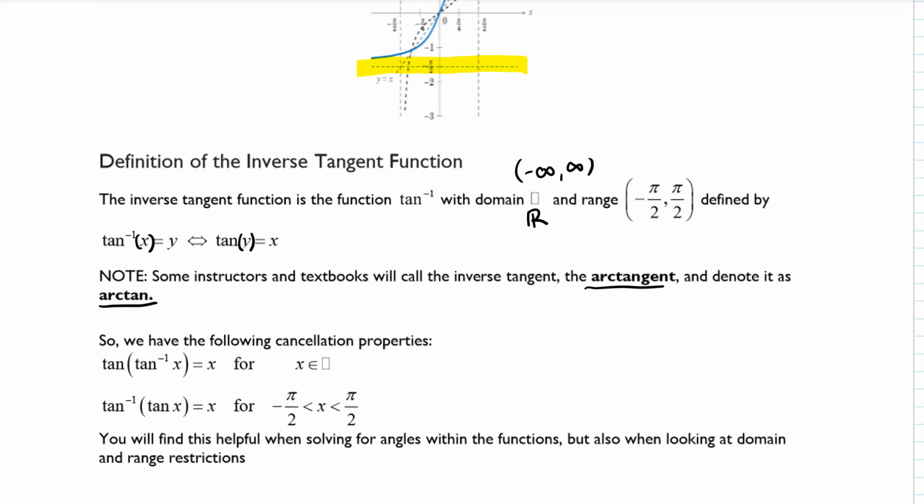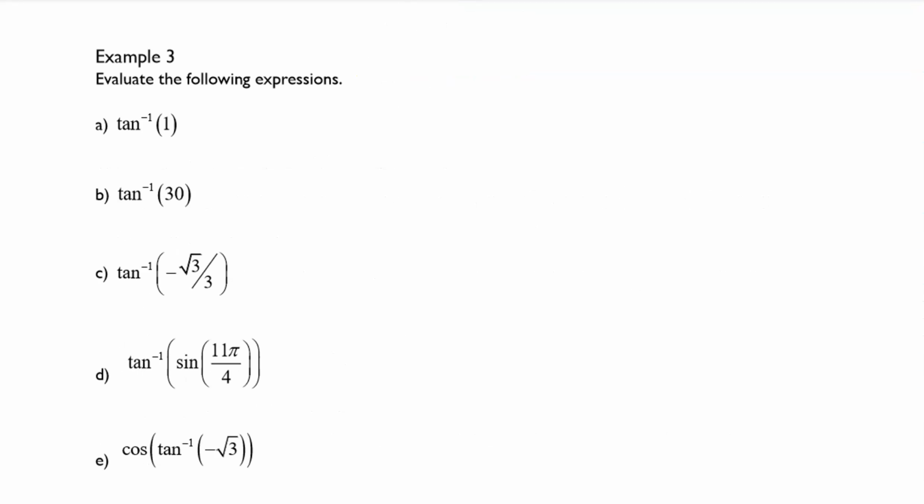We have the following cancellation properties. Tangent of tangent inverse of x is equal to x for all x in the real numbers. And tangent inverse of tangent of x is equal to x for all x between negative pi over 2 and pi over 2. You will find this helpful when solving for angles within functions, but also when looking at domain and range restrictions. Example 3 asks us to evaluate the following expressions.